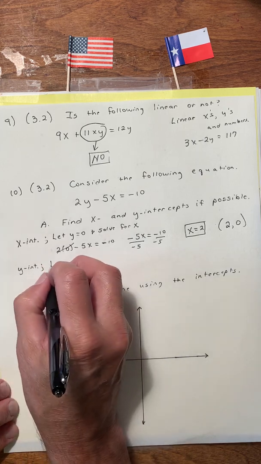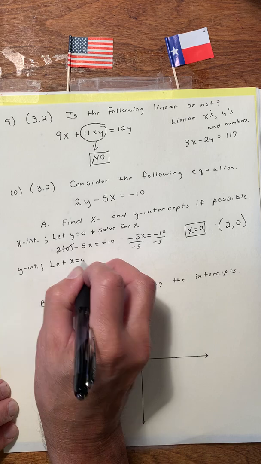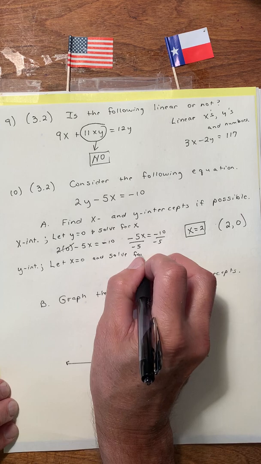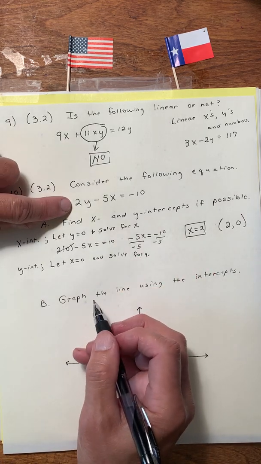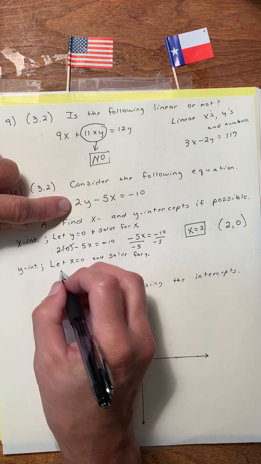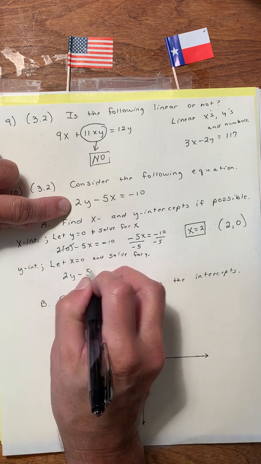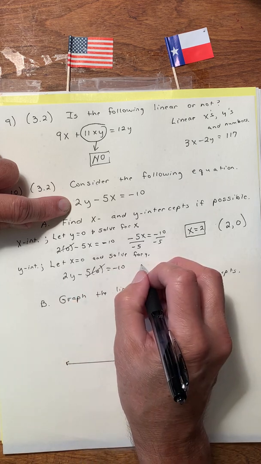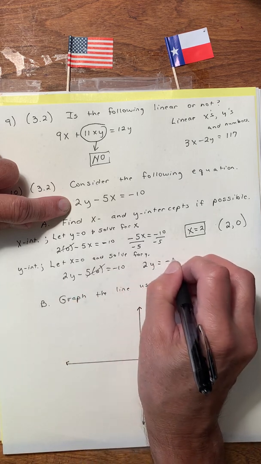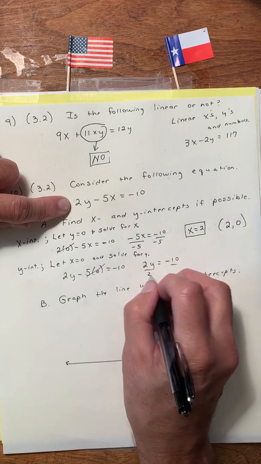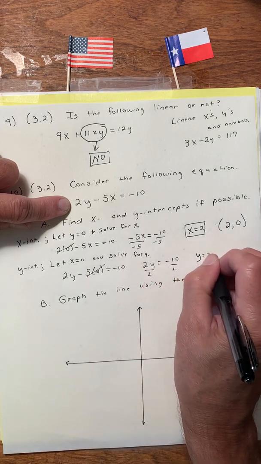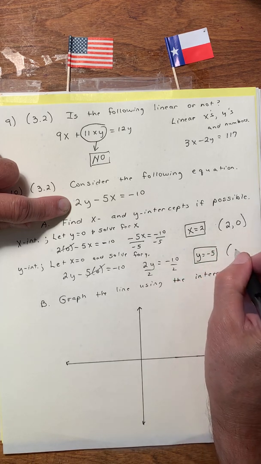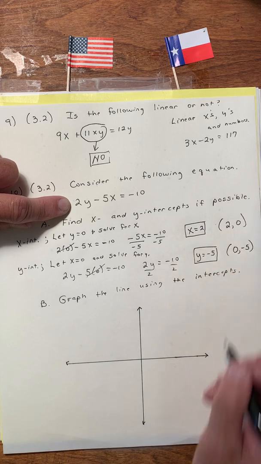To find a y-intercept, I let x equal 0 and solve for y. So in my equation, everywhere I have an x, I'm going to put a 0. That's just 0. So I get 2y is negative 10. Divide by 2. Y is negative 5. And again, this is a point where y is negative 5.